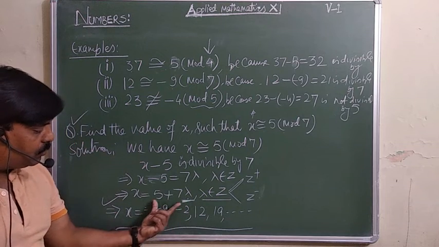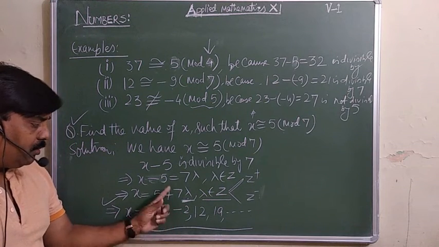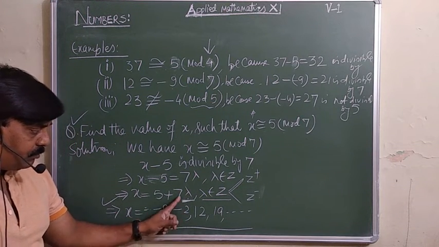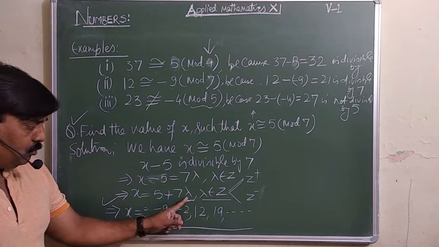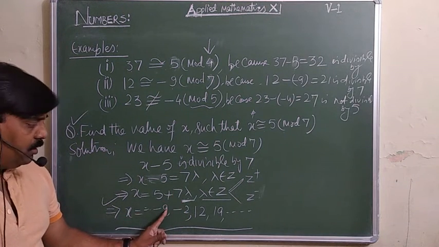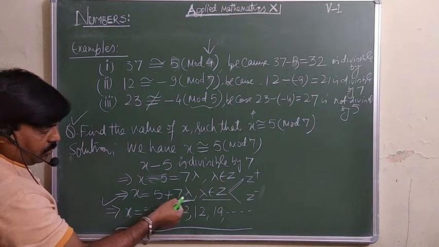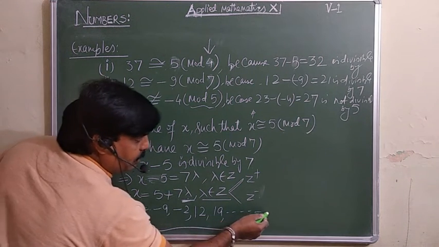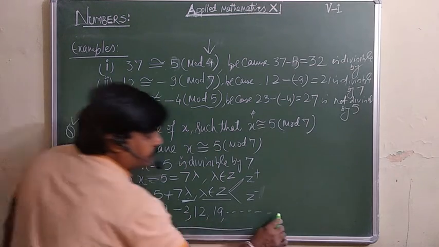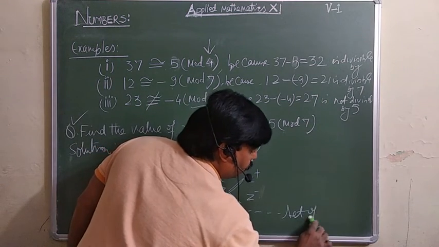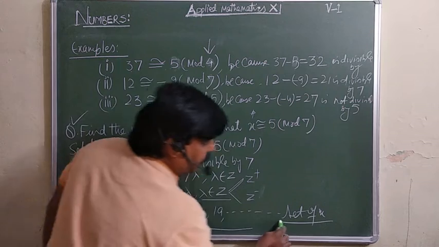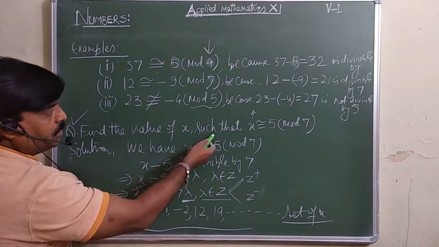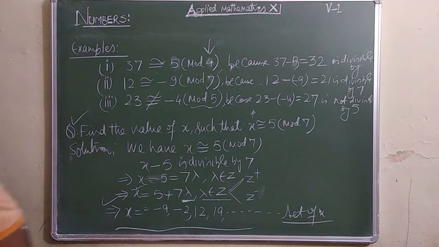Likewise you can put lambda equal to 3. Similarly you can put negative values: minus 1 gives 5 minus 7, so minus 2. Putting minus 2, minus 14 plus 5, you get minus 9. So likewise you will get the set of values of x for which this will be divisible.